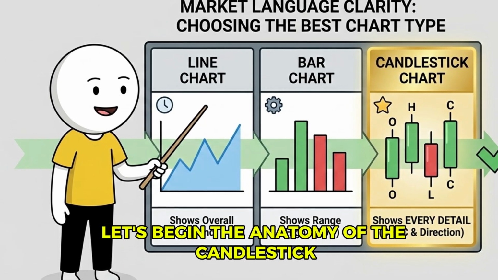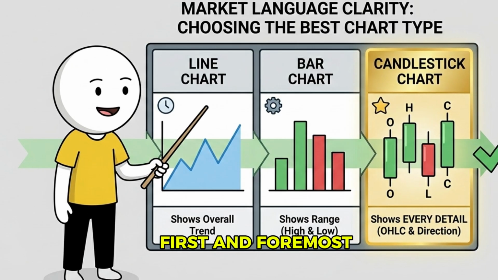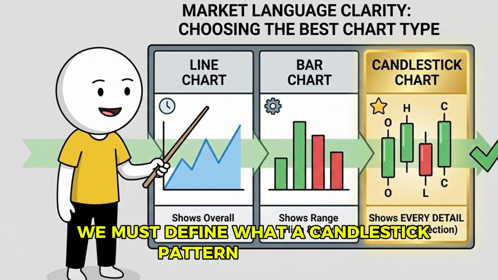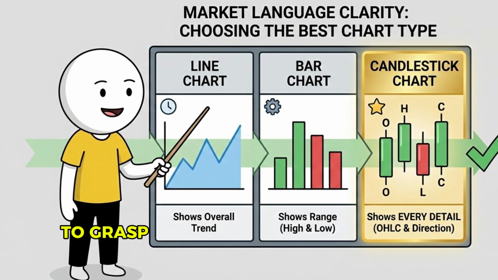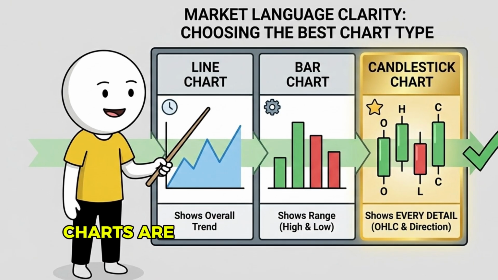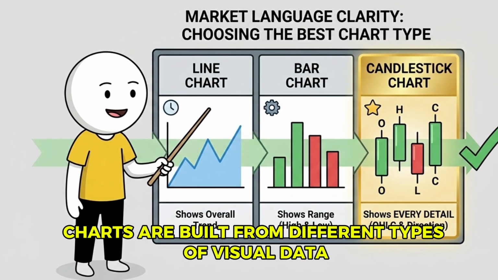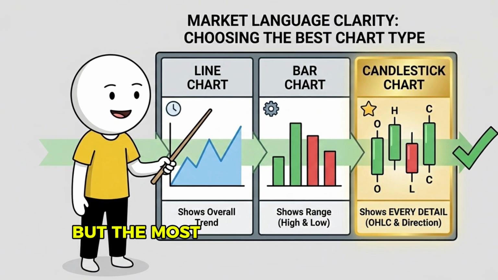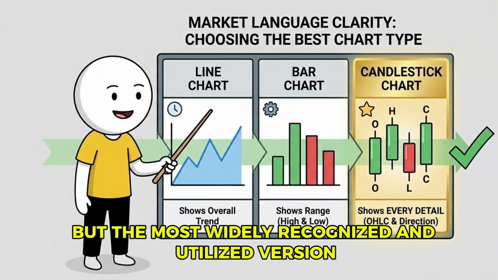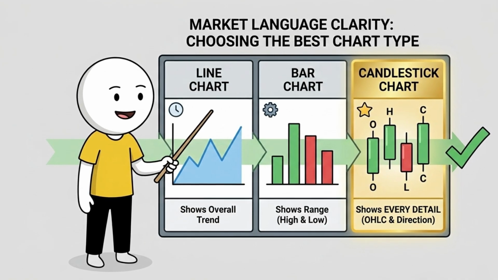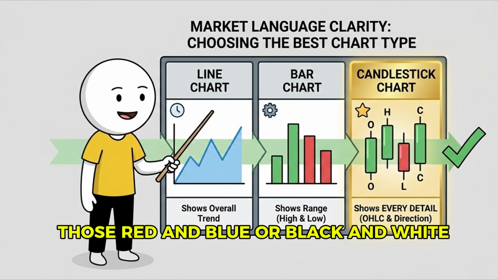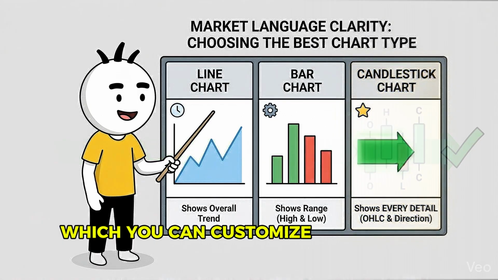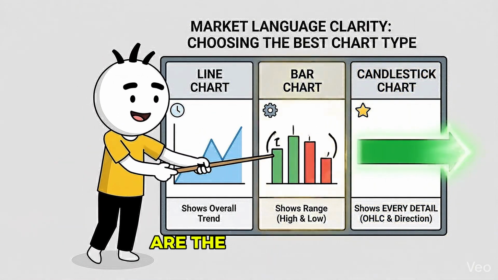The anatomy of the candlestick. First and foremost, we must define what a candlestick pattern actually is. To grasp this, you have to realize that price charts are built from different types of visual data. You might see a simple line chart or a bar chart, but the most widely recognized and utilized version is the candlestick chart. Those red and blue, or black and white, boxes you see, which you can customize to any color you like, are the candlesticks.